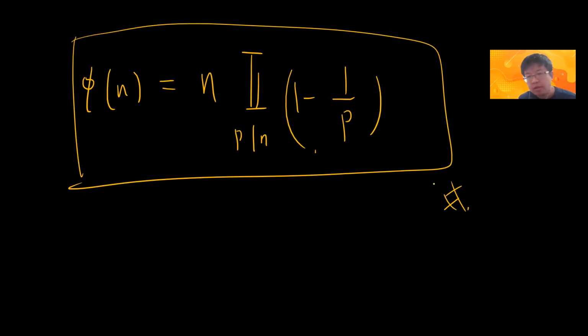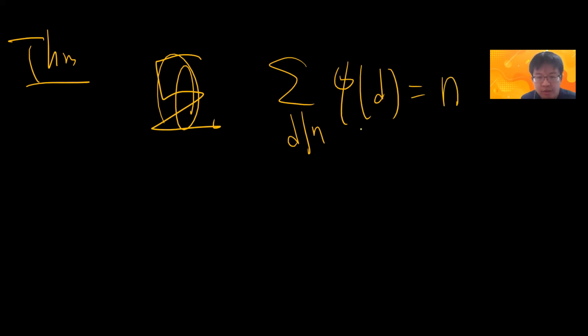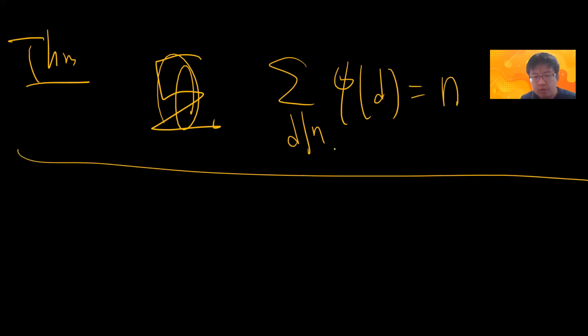So this is actually the final theorem about the Euler phi function: if you sum phi(d) over all d which divide n, then you get the original n. This formula actually looks very non-trivial when I first saw it.